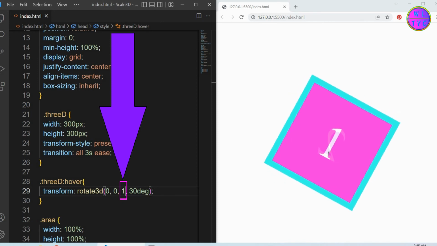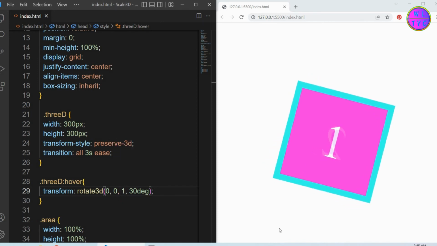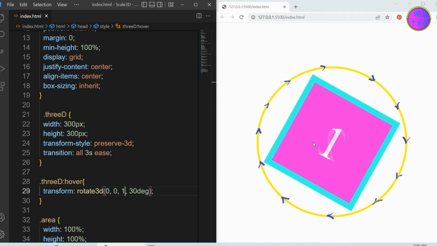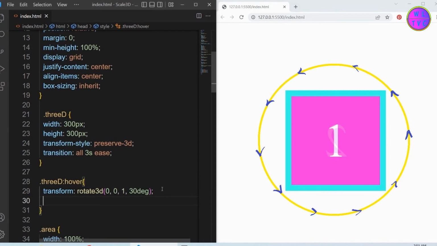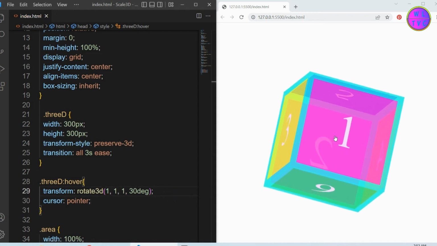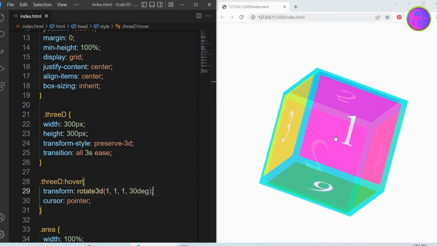The Z value will rotate the element on the Z axis. Here the positive value rotates the element circularly in a clockwise direction, and the negative value rotates the element circularly in a counterclockwise direction. Let's add here cursor pointer. Now the element has rotated by 30 degrees on all the X, Y, and Z axes.